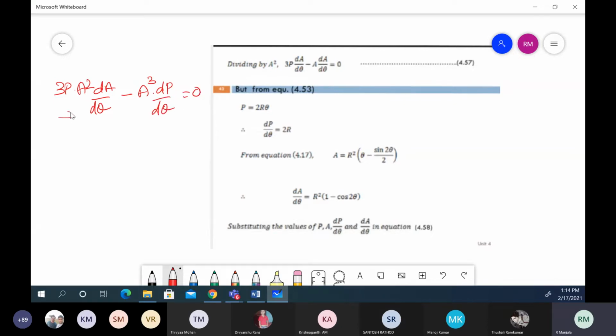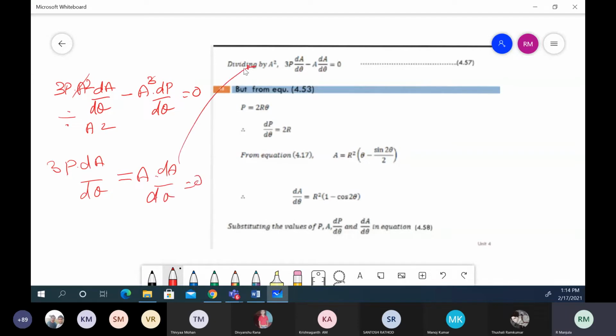If I divide this by A square, this will get cancelled. So we will be having 3P into dA by d theta minus A into dP by d theta is equal to 0. That is what is given here.